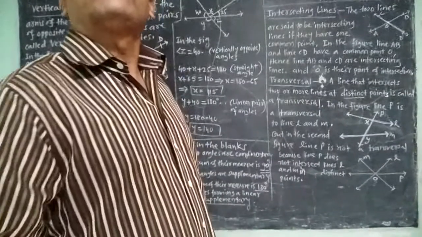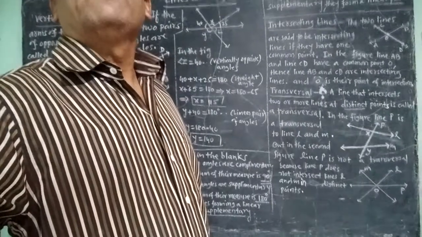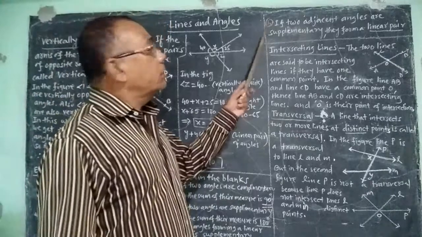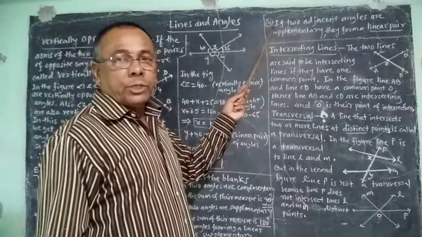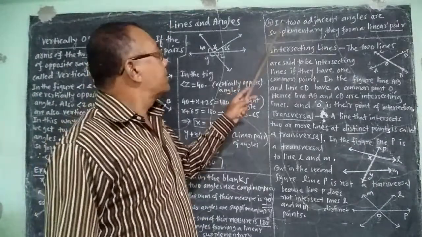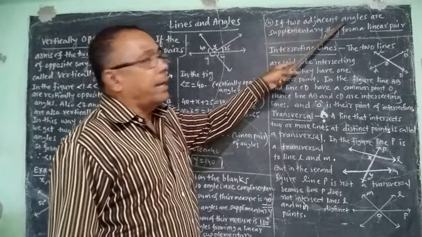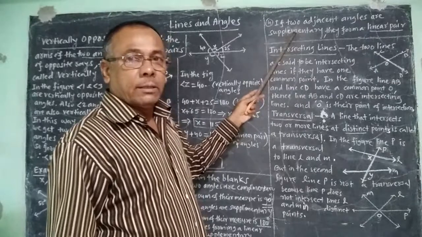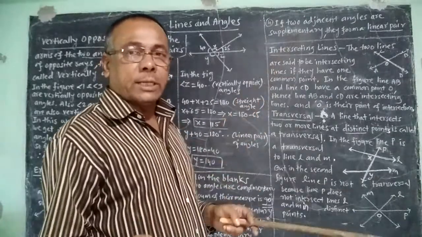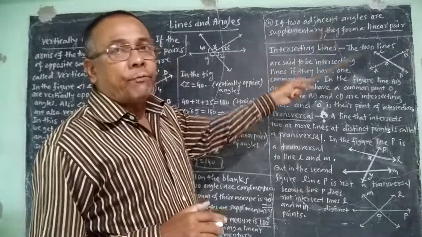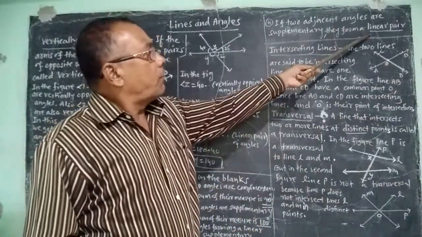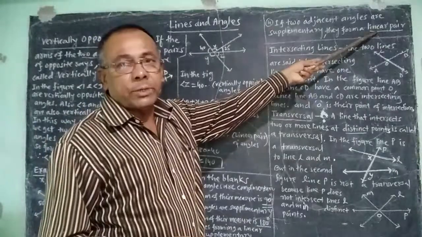Now we have to see the fourth question to fill in the blanks: if two adjacent angles are supplementary, then they form a linear pair. A linear pair is our answer.